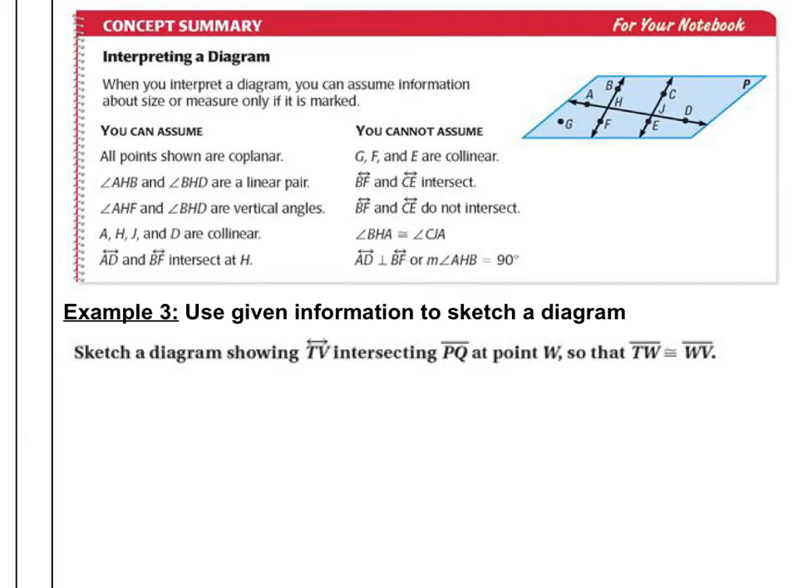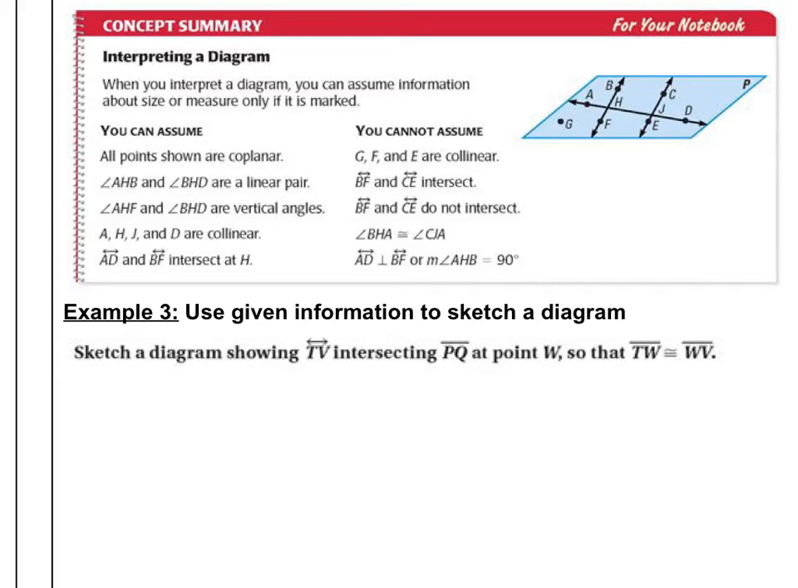For the most part, the things that you can assume are pretty obvious here. All points shown are coplanar. If they all look like they're in the same plane, they are in the same plane. You have straight lines, therefore you're having linear pairs, vertical angles, all that good stuff.